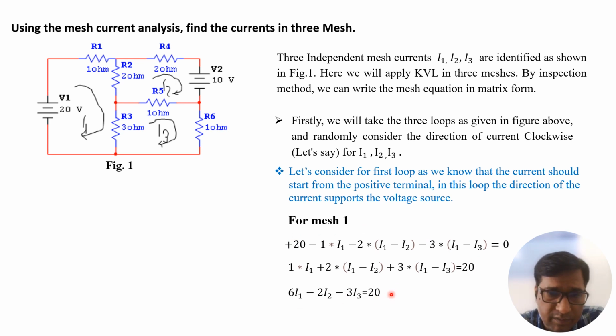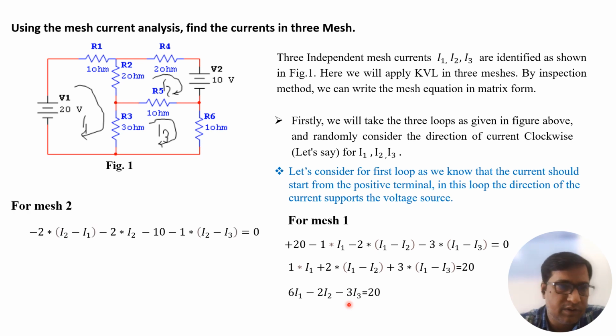Now we have arranged the equation in such a way that I1, I2 and I3 terms are equal to a constant. Here it is very important that we take care that the I1 current coefficient, 6, should be positive. The rest can be anything, but this should be positive. Here 6 I1 minus 2 I2 minus 3 I3 is equal to 20.